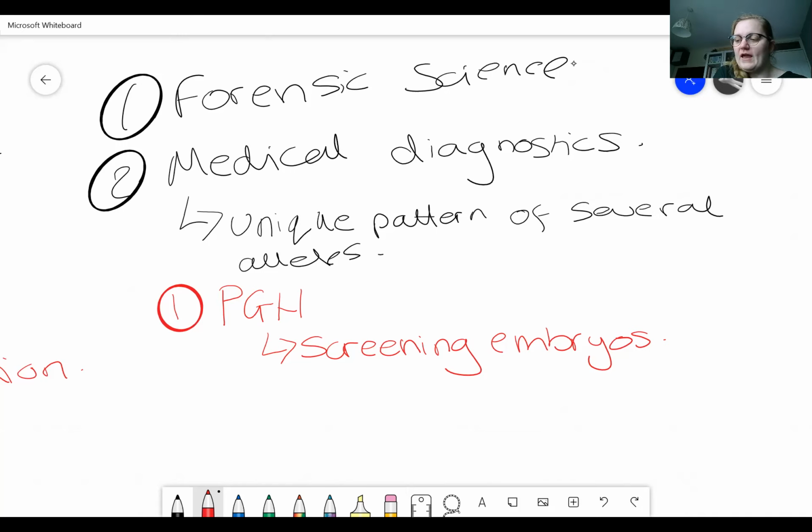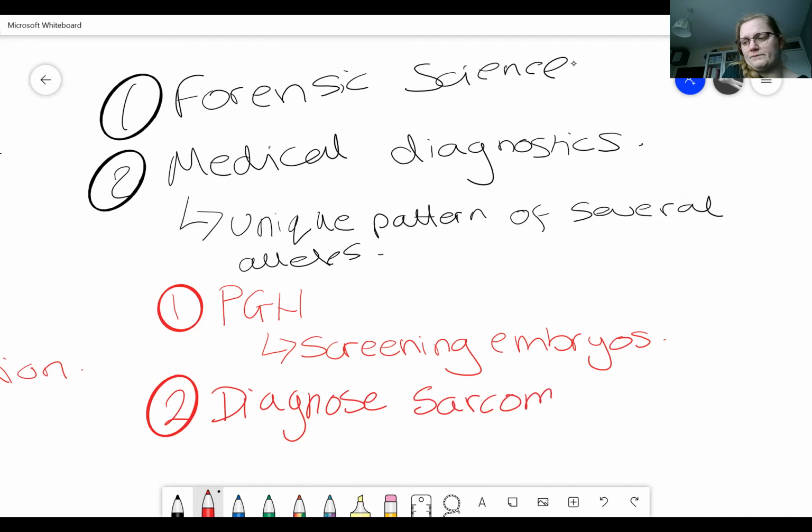Another thing we can use it for is to diagnose sarcomas, which are a type of tumor. Conventional methods of identifying a tumor, such as biopsies, only look at physical differences in tumors. Now, the genetic fingerprint of a known sarcoma can be compared to the genetic fingerprint of a patient's tumor. If there's a match, the sarcoma can be specifically diagnosed, and the treatment can then be targeted to that specific type.